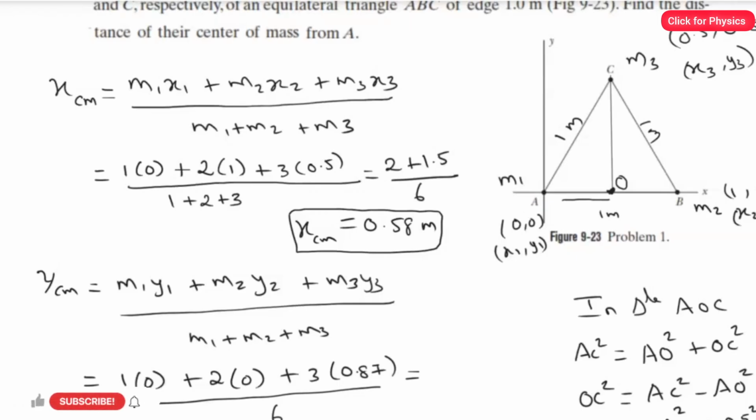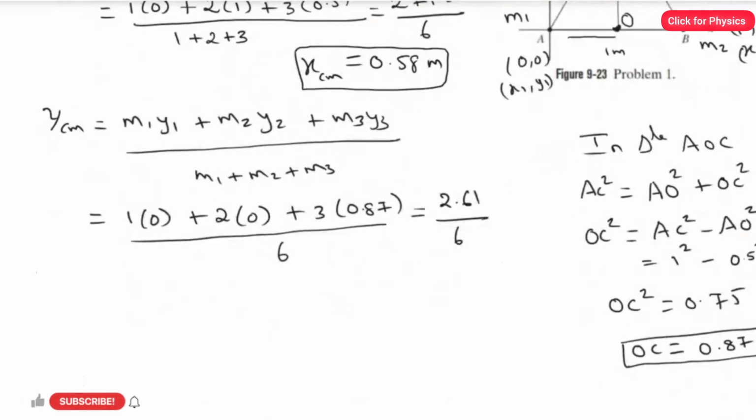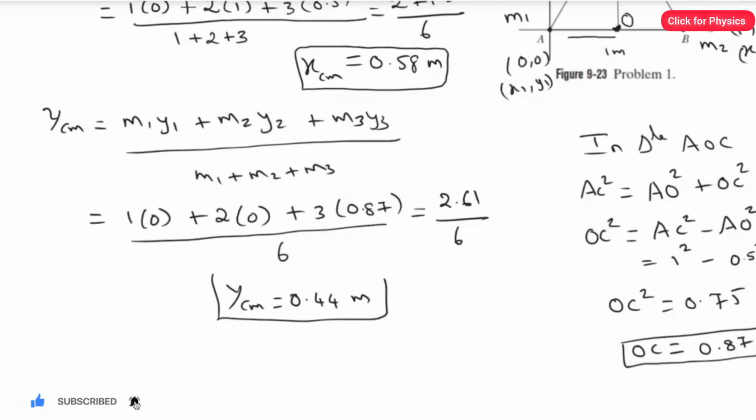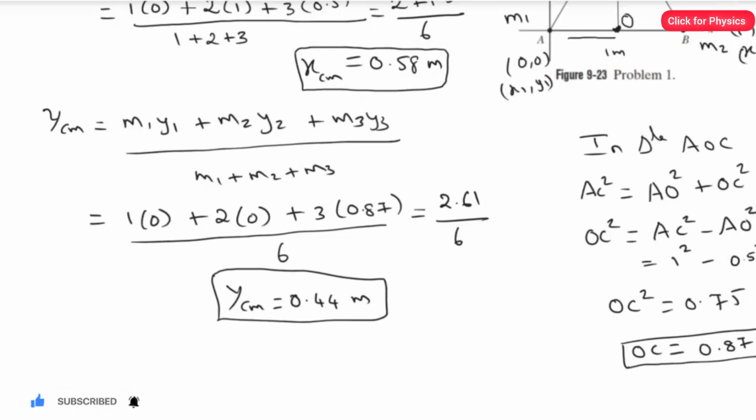So let's find the answer. 3 multiplied by 0.87 gives 2.61. So 2.61 divided by 6, the answer here I got is 0.44. So the y center of mass value we got is 0.44 meter.